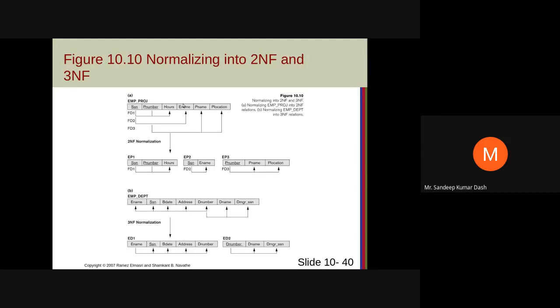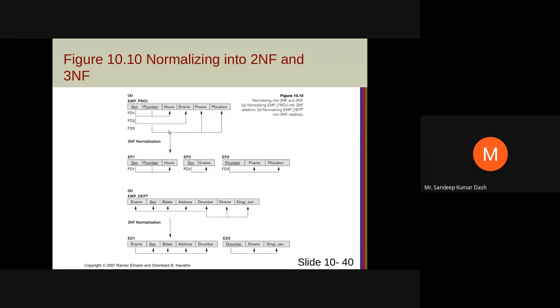It says that if a non-prime attribute is involved in a functional dependency, then it should be involved with all the attributes present in the primary key. Here both are combined in the primary key, but this is dependent only on SSN. So this is not allowed. In this case, hours is a non-prime attribute, but this is dependent on both. So this is full functional dependency. FD1 is full functional. FD2 is partial functional dependency. This partial functional dependency is not allowed.